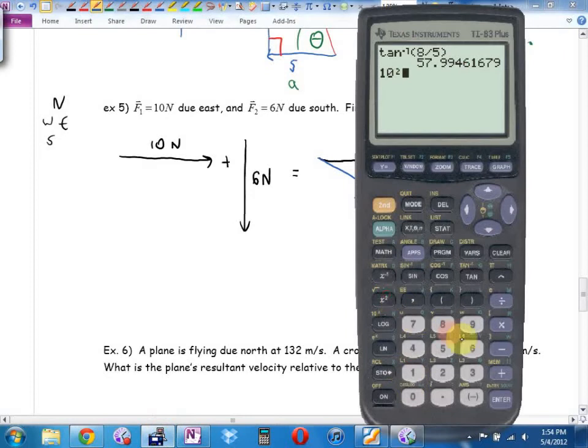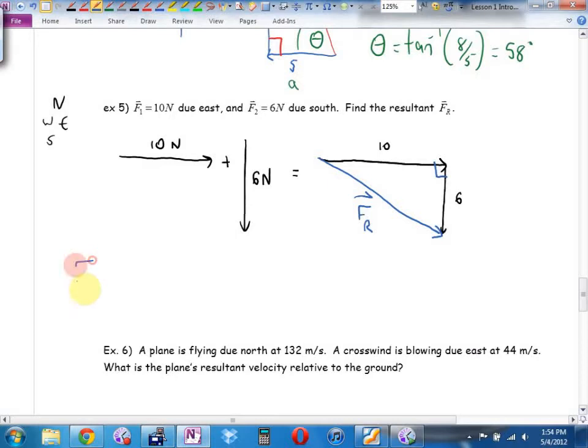10 squared plus 6 squared, square root. Do you get a magnitude of 11.66 newtons? I guess I should write down Pythagoras. 10 squared plus 6 squared equals FR squared. That's enough. I'll clue in from there.